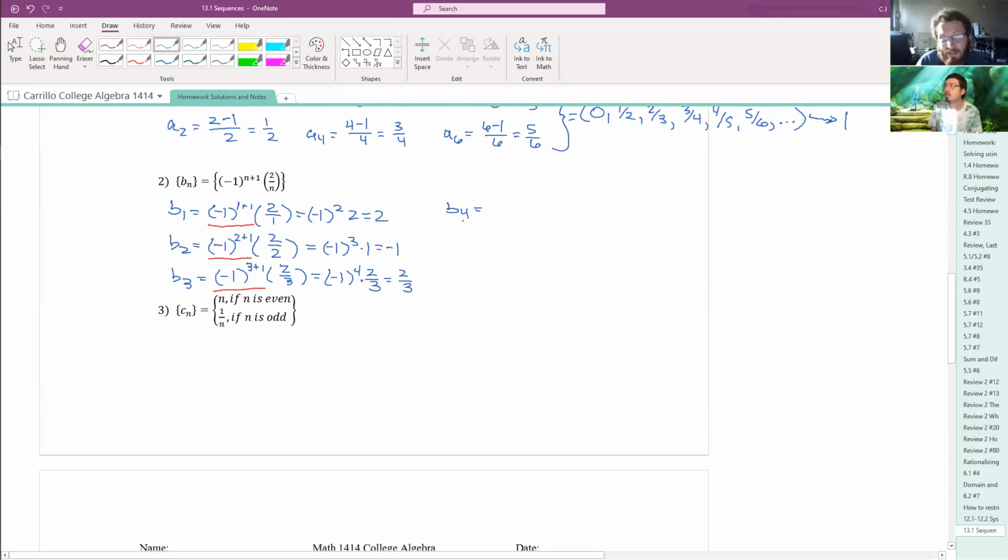So b sub 4 is even. What does that mean our first term is going to be? Is this going to be a positive or negative to multiply by? That's going to be a negative, right? So we'll check that out. We get 4 plus 1 times 2 over 4, and that is negative 1 to the 5th, which is negative 1 times 1/2. This is negative 1/2. b sub 5 is going to be a positive, right? So it's positive times what? 2 over 5. So this is just 2/5. b sub 6 is a negative again, so this is just negative 2/3.